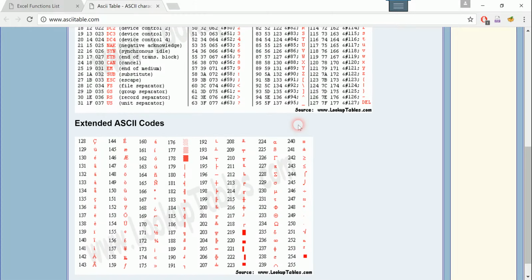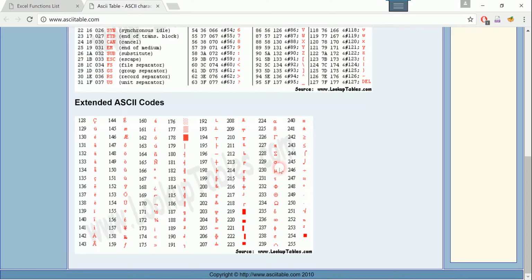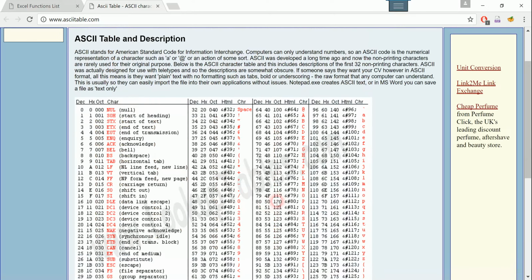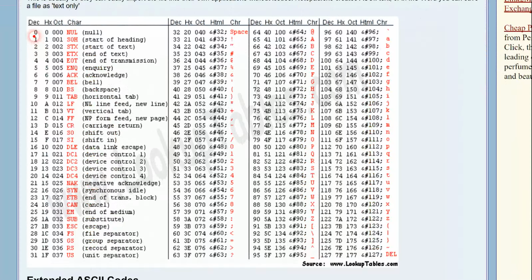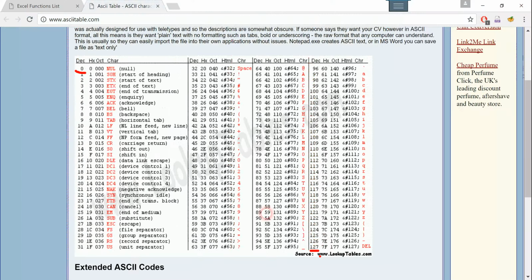So here this is. We're also going to talk about extended ASCII. So let's start: the standard ASCII starts from 0 and goes until 127, and 127 is the maximum we can represent with 7 bits. Remember, 2 to the power of n minus 1.